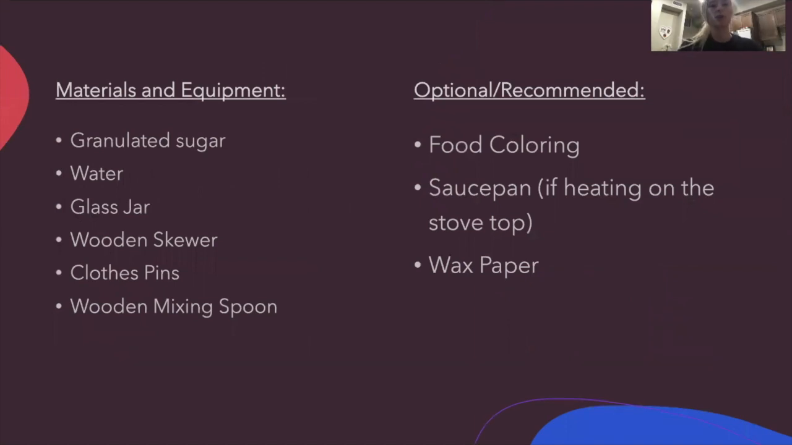Materials and equipment: granulated sugar, water, glass jar, wooden skewer, clothespin, and a wooden mixing spoon. Optional and recommended: food coloring, saucepan if heating on the stovetop, and wax paper.